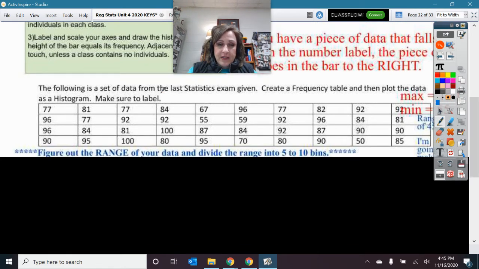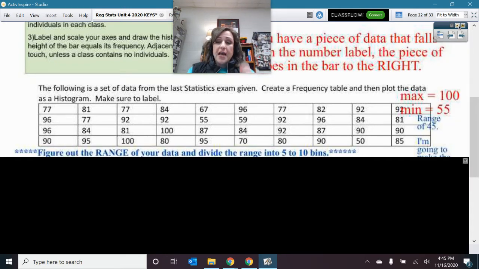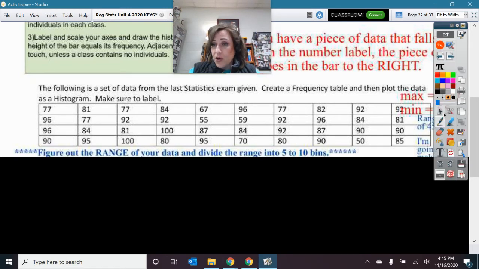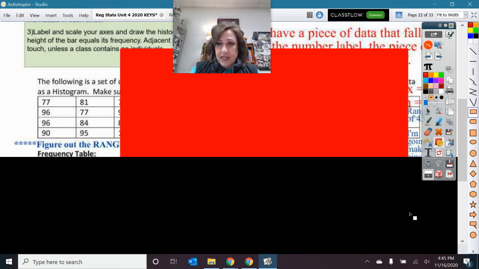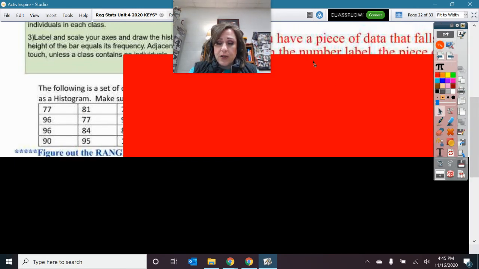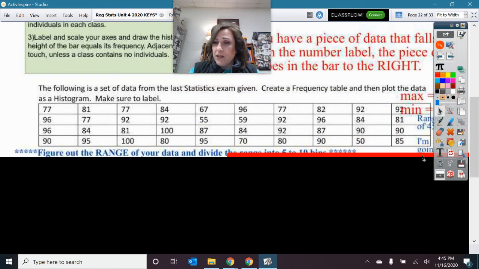So here we have the last statistics exam, and we're going to make a histogram out of it, but I've got quite a bit of data here. So here's the process that I'm going to go through. I'm going to create a frequency table, and then I'm going to plot the data. So let me show you that. Let me get something here that I can cover up some things, and do a little piece at a time so I can do reveals.